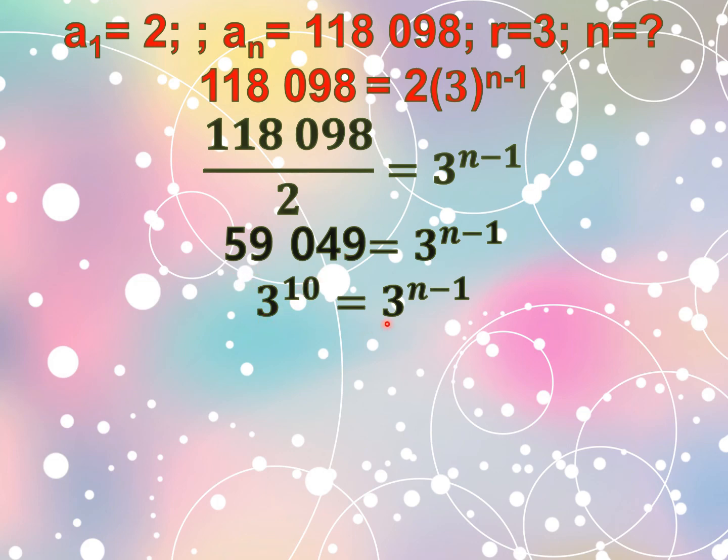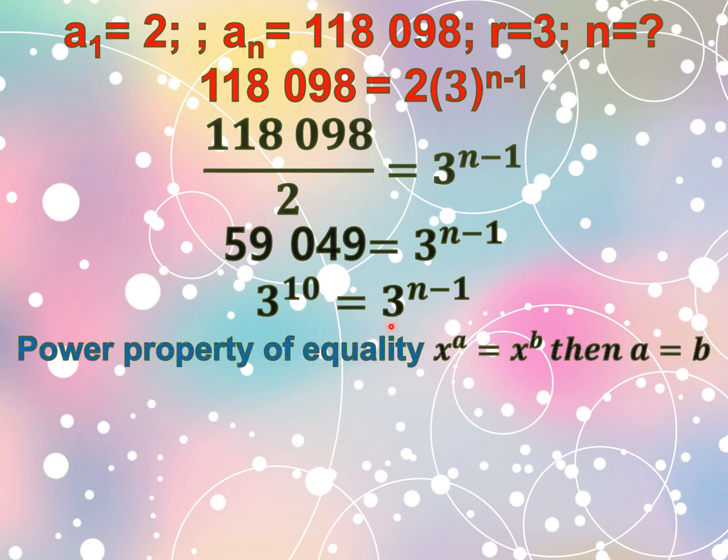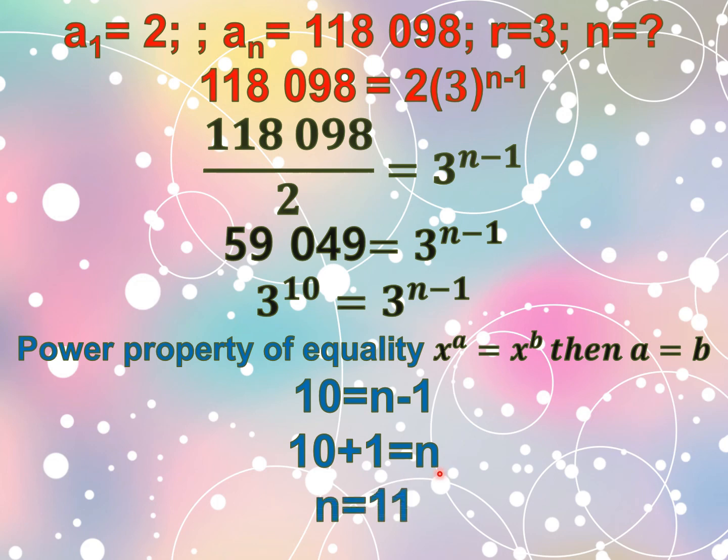So, dito, dahil same basis na tayo ulit, we can now use the power property of equality. So, pag same base, automatic yung exponent are equal. So, meron na tayong bagong equation na 10 is equal to n minus 1. And then, to solve for n, transpose lang natin yung negative 1 sa left side. That will be positive. So, 10 plus 1 is equal to n. And ang value ng n natin is 11. So, ibig sabihin, yung 118,098 ay pang 11 term nung given na sequence.